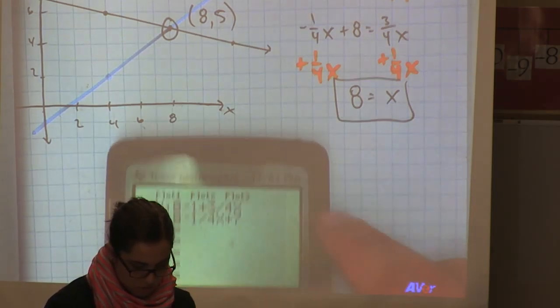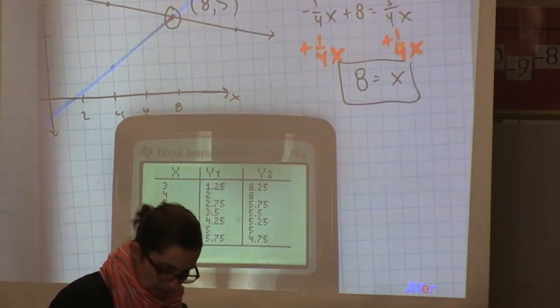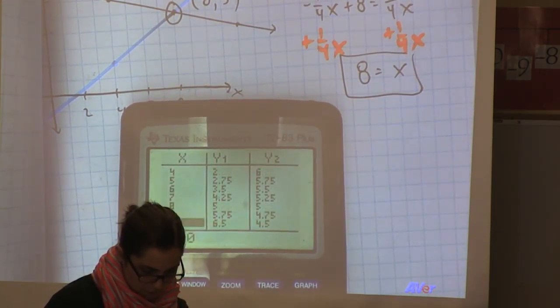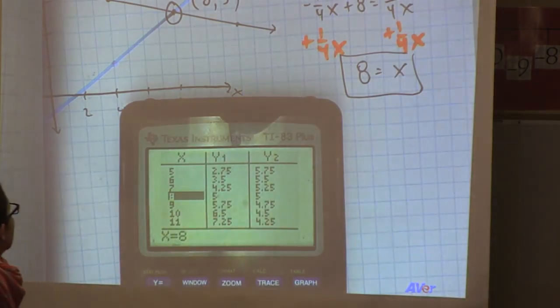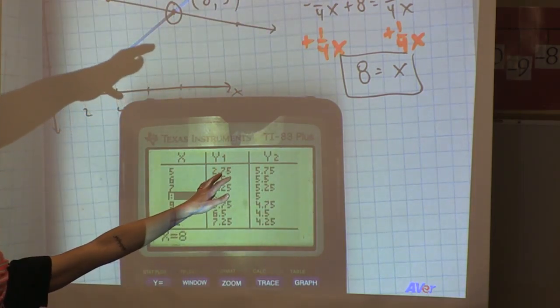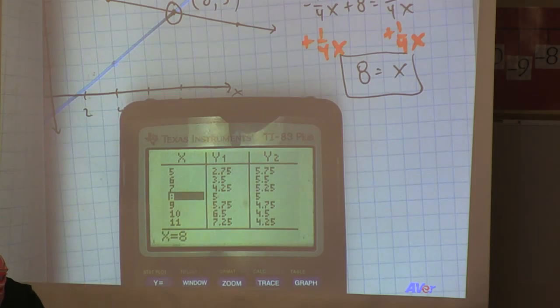Third way: what Cain did. Notice we'll get the same thing. He looked at the table here and looked at where they're the same. Whoa, right? Where they are the same. And we should notice that whether I graph it, whether I solve it, or whether I look at the table, we should always get the same answer.